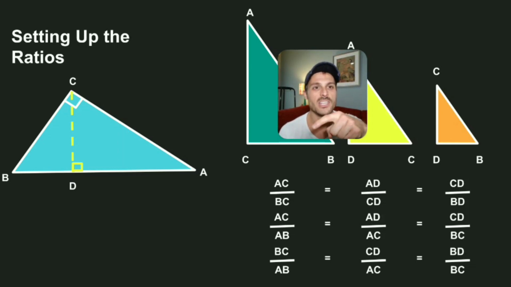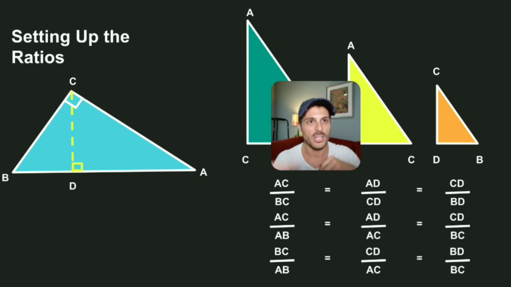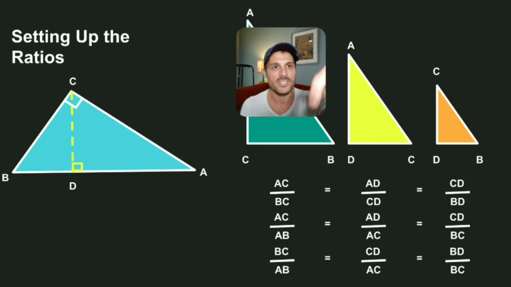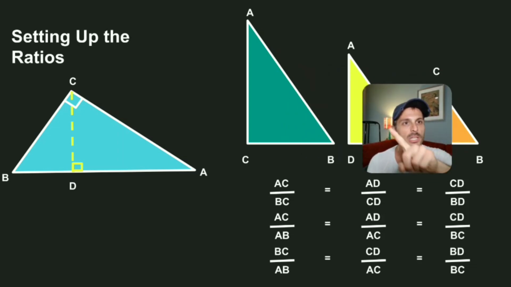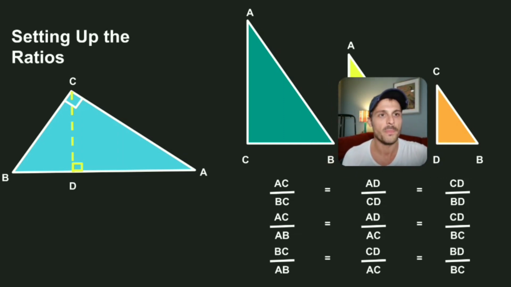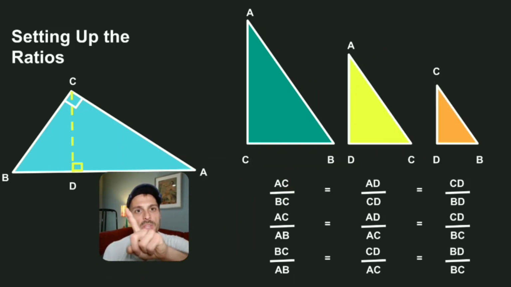So if you look down here, AC, that's the side right here. It corresponds to AD over here. If you notice in my fractions, AC is in the numerator here, AD is in the numerator there. And then for this fraction here, BC, well, that's just the side down here at the bottom, and CD is the side down here at the bottom. And then between this triangle and that triangle, again, AD, that's the leg over here, and CD is the leg over here. And we're comparing that against CD, which is right there, and BD, which is right there. Remember, all three of these triangles came from this triangle up here.